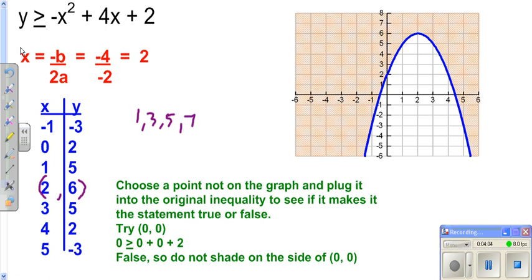Then, once again, you could choose a point. I like to use this point here, 0, 0. Plug in 0 for your y. You want to know, does it make it a true statement when you plug it in here? Well, you get 0 greater than or equal to 2. Is 0 greater than or equal to 2? No. So you chose a point on the inside of the curve, and it didn't work. So that means you've got to shade the outside.